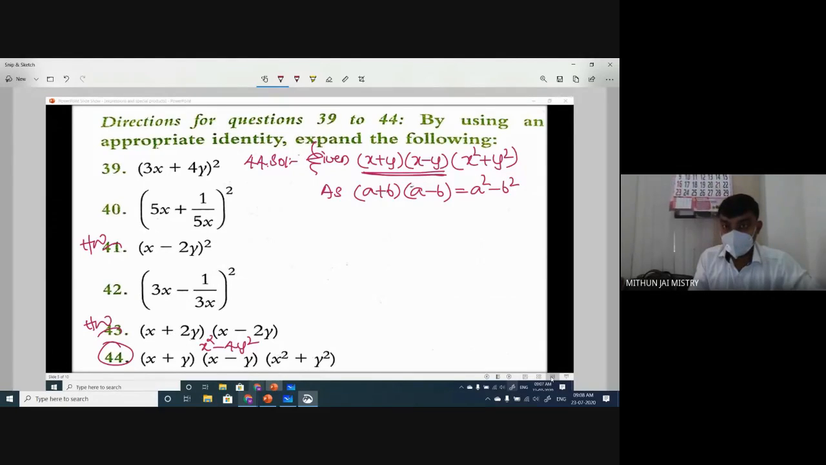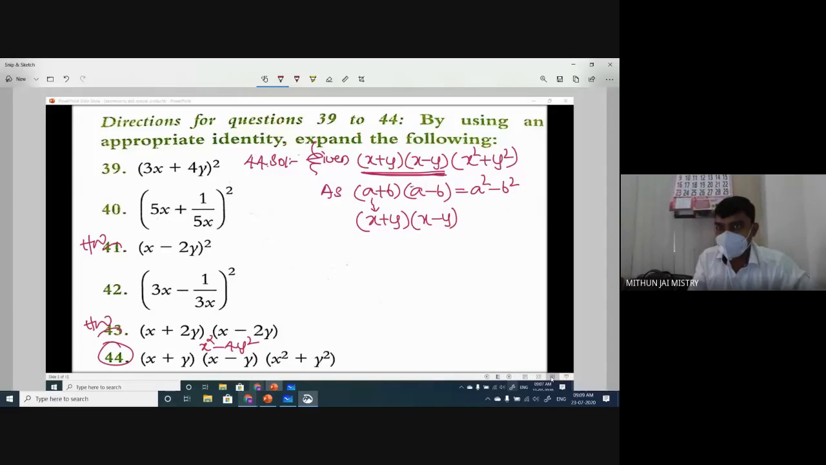So what will we get here? We will get x plus y into x minus y. Exactly below you can see a is replaced by x and b is replaced by y. So in the RHS also do the same thing. In the place of a, please write x, and in the place of b, please write y. So x square minus y square. The first 2 terms have been multiplied and we got this one.